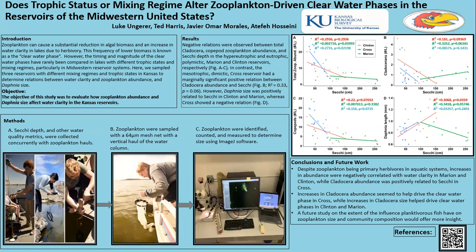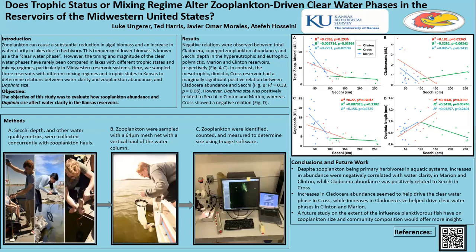I then used a zooplankton 64 micrometer mesh net to take a vertical haul of the water column, which I then preserved in 95% ethanol. Later, I would take these samples back into the lab and take a 15 milliliter subsample of the 125 milliliter sample I acquired out in the field to observe under microscopy.